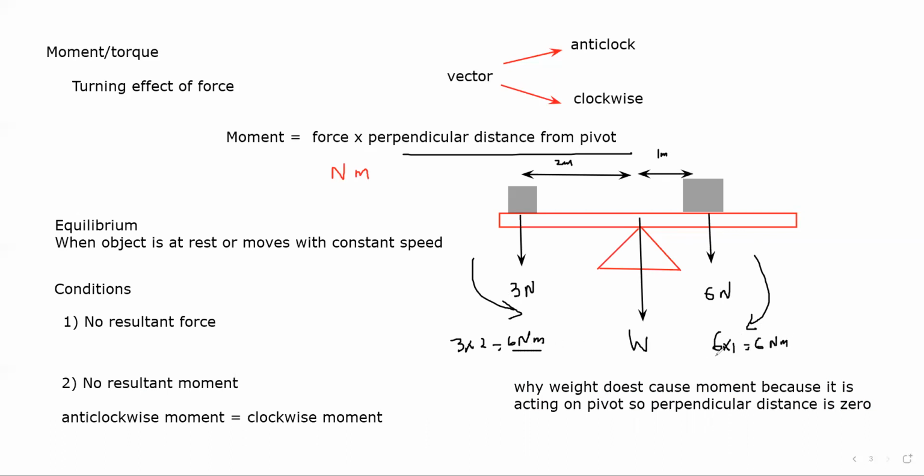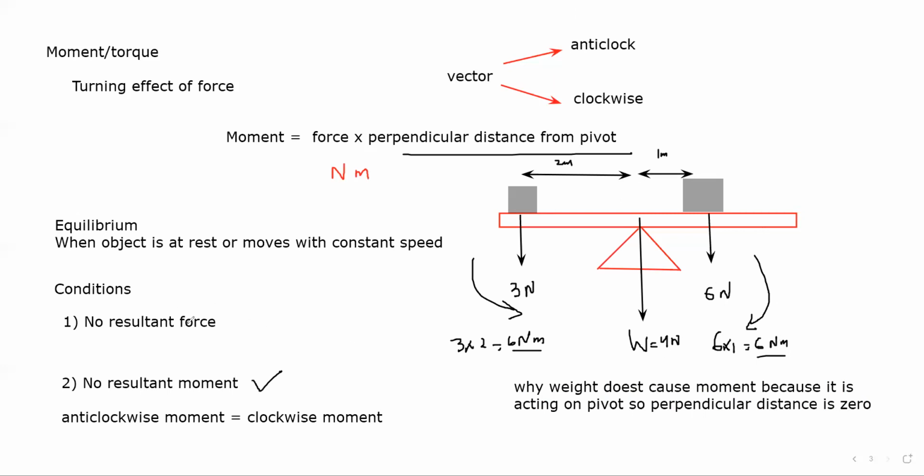So one is causing a clockwise rotation, another one is causing an anticlockwise rotation. But because both moments are the same, when both moments are the same, we call that the object is in equilibrium. The weight of the beam is 4 Newtons, but the weight is not causing any moment because it is acting on the pivot. So it fulfills the second condition that there should be no resultant moment. You can see the clockwise and anticlockwise moments are the same.